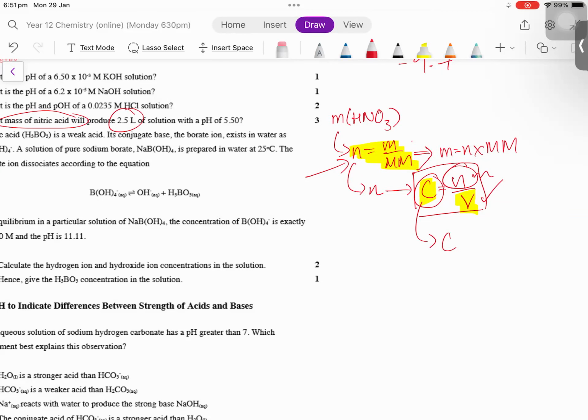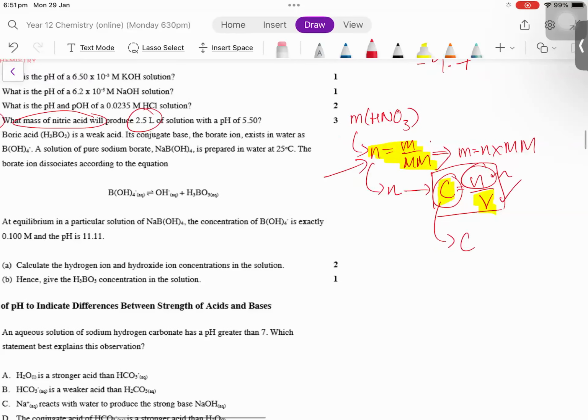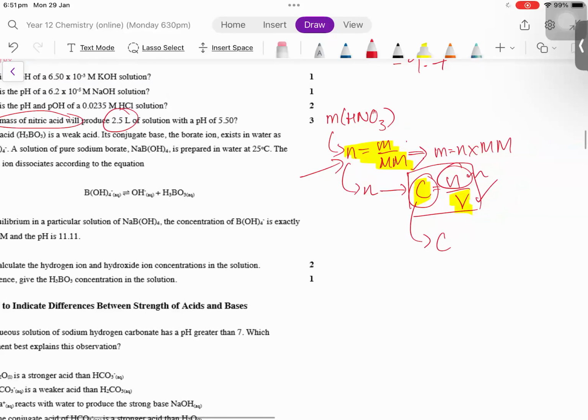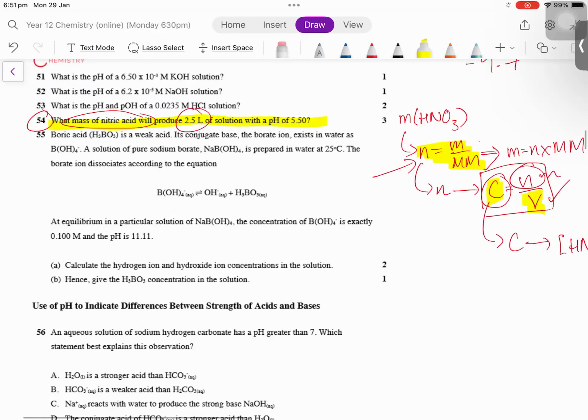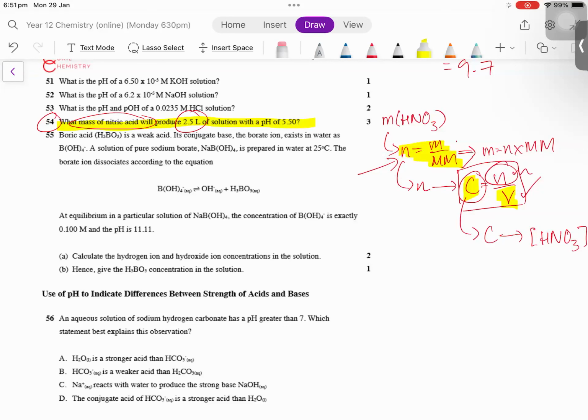Okay. Remind me again, Cody, what was the question asking for? The mass of what? Nitric acid. The mass of nitric acid, which means, tell me, what concentration do I need? The concentration of nitric acid. Okay, good. The reason I bring this up is because you guys analyze the question for me, yeah? What mass of nitric acid will produce 2.5 liters of solution with a pH of 5.5? With the information in the question, do I actually have the concentration of nitric acid? What do I have the concentration of with the information given to me in the question?